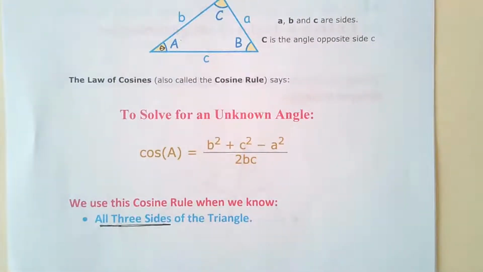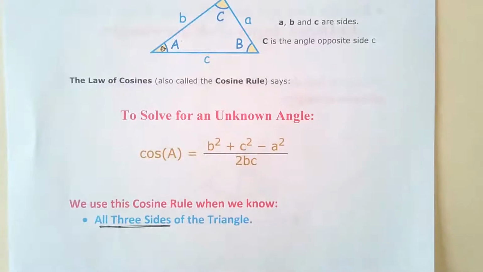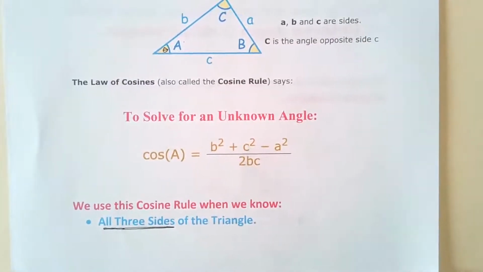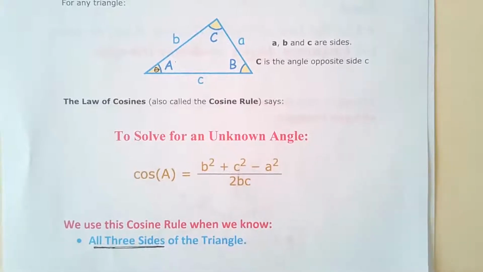We cannot use this if we do not know all of the sides. If we don't know all of the sides, we may have to use the sine rule or the cosine rule, which uses a squared equals b squared plus c squared minus 2bc cos A. We'll look at three examples to solve for unknown angles.